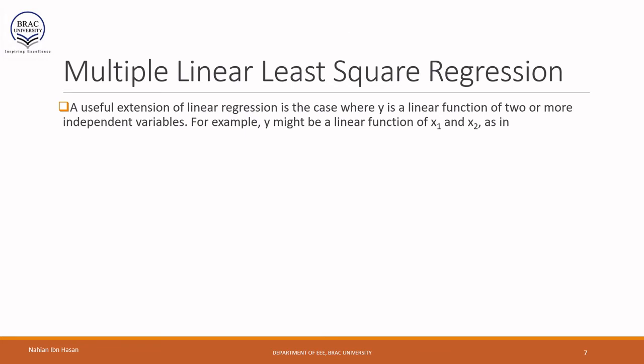So let's move on to the next slide, which is about multiple linear least square regression. We have already said in multiple linear regression, we are given two independent variables. That means our function y depends on two different variables, say for example x1 and x2. So this is a multiple linear regression where we have two independent variables.